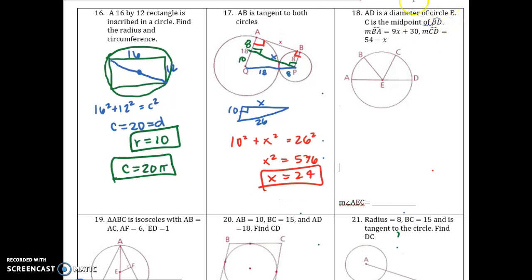This one, AD is the diameter of circle E. C is the midpoint of our arc BD. So this is halfway, which means that arc is equal to that arc. And BA is 9x plus 30. And CD is 54 minus x, which means this is also 54 minus x. All these add up to be 180.